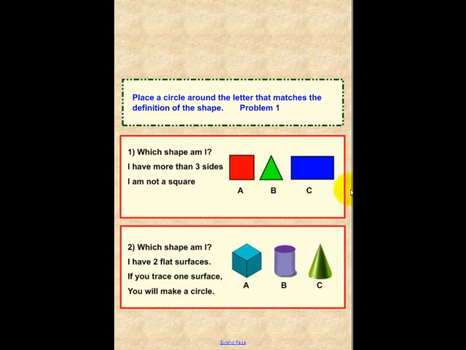Okay, here is what we have as our answer. Our answer for the first one is C, because you'll notice it has more than 3 sides, and this is a square, this is a rectangle. And for question 2, I have 2 flat surfaces, and if you trace one surface, you will make a circle. Here's a cylinder, here's a flat surface here and at the top. So that answer is B.